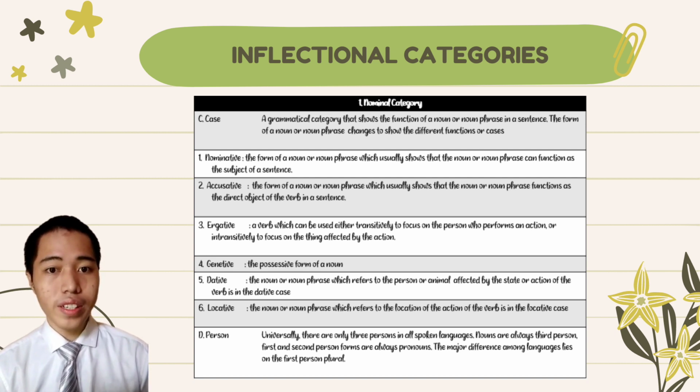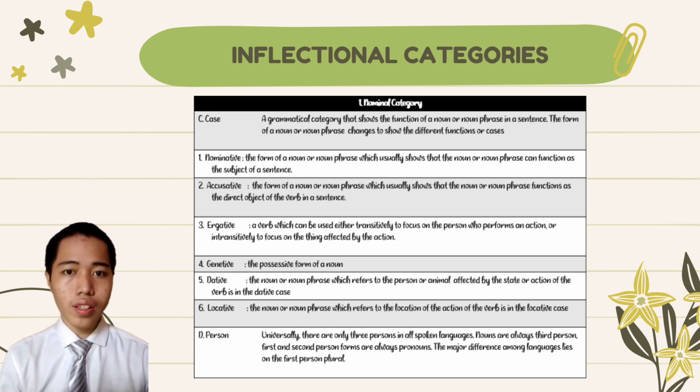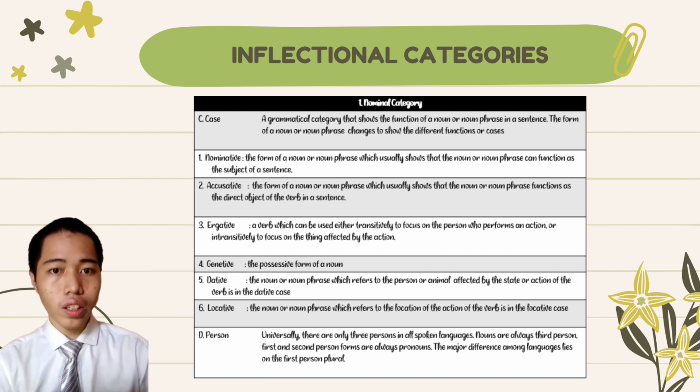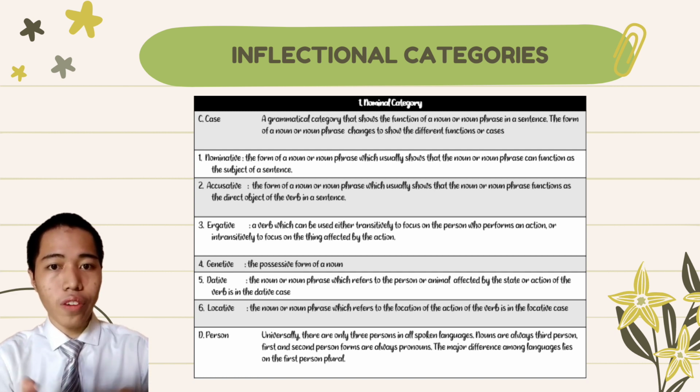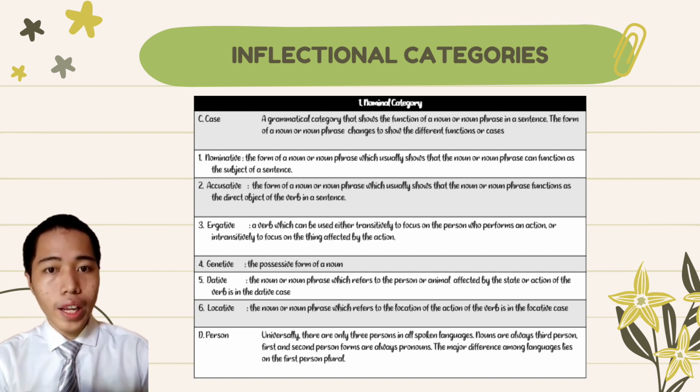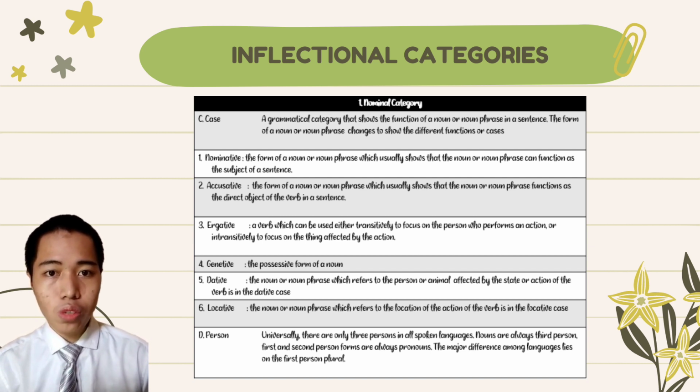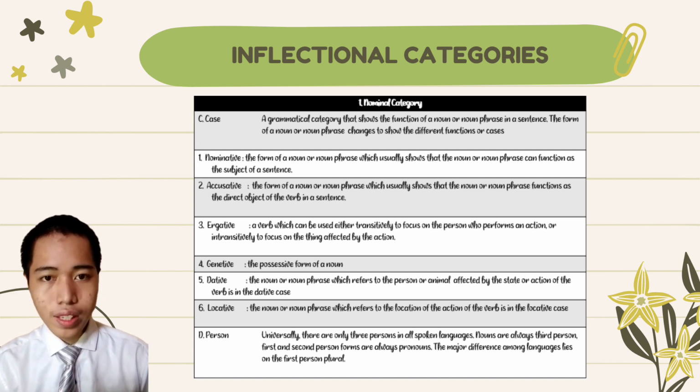The fifth form is dative, the noun or noun phrases which refer to persons or animals affected by the state or action of the verb is in the dative case. The sixth form is locative, the noun or noun phrase which refers to the location of the action of the verb is in the locative case.